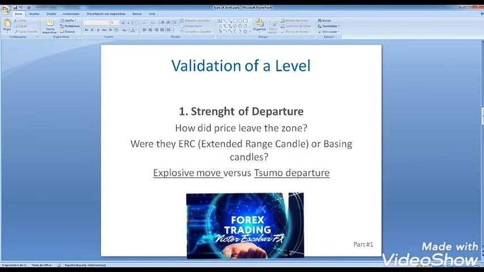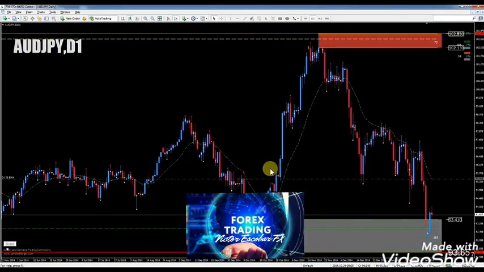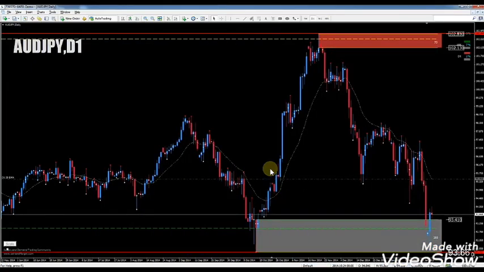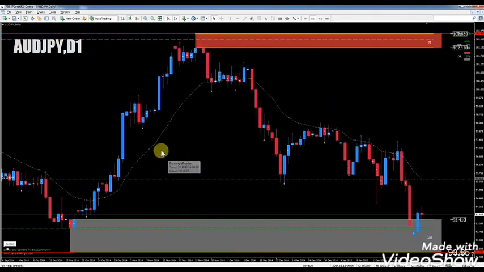Very, very important. So a sumo departure. What is a sumo departure? A sumo departure is a very, very slow move, a lot of trade in the zone, or a stair-step type of level. Like, let's say, look at this one. As you can see, rally, base, rally. Look at these candles over there. Let me zoom in a little bit.